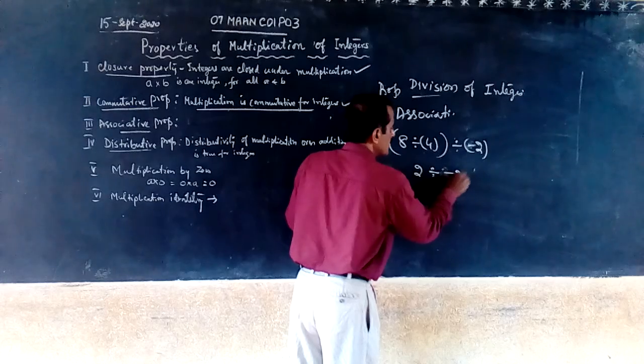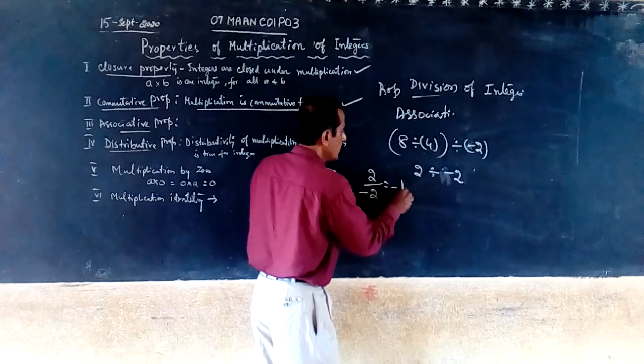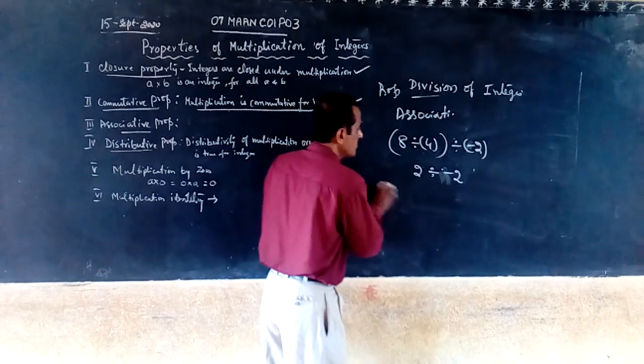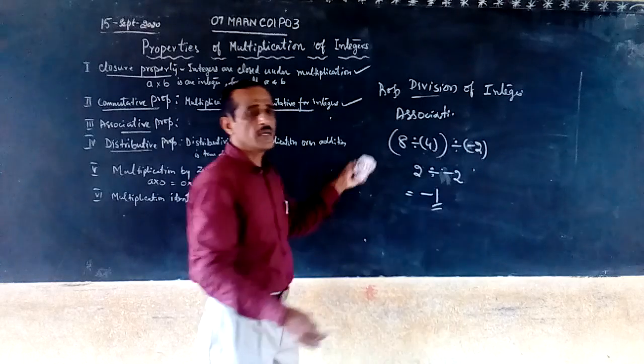Divided by minus 2. 2 divided by minus 2, the answer is minus 1. 2 divided by minus 2 is equal to minus 1, isn't it? So the answer is minus 1. Now let us group in another way.